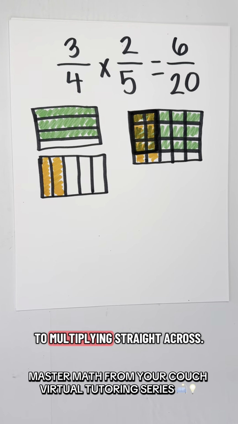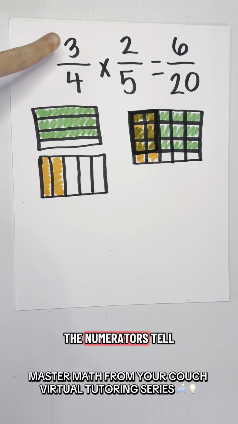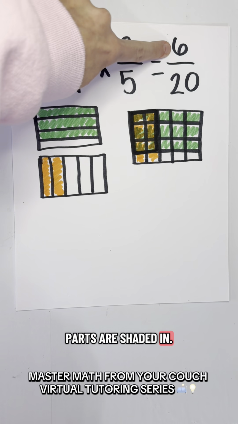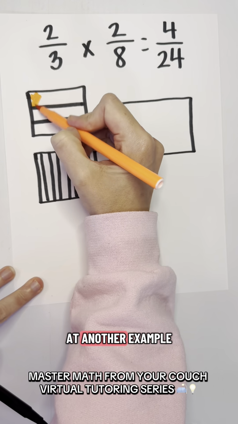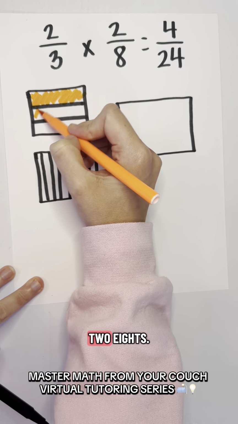Let's connect this to multiplying straight across. The numerators tell us how many parts are shaded in. The denominator tells us how many pieces there are. Now let's look at another example of 2/3 times 2/8.